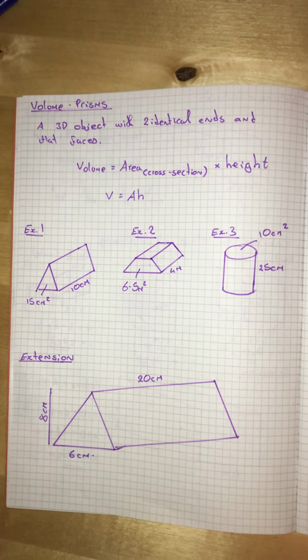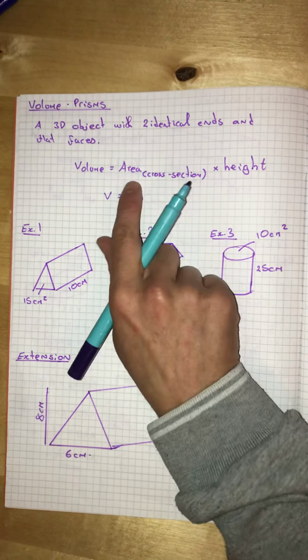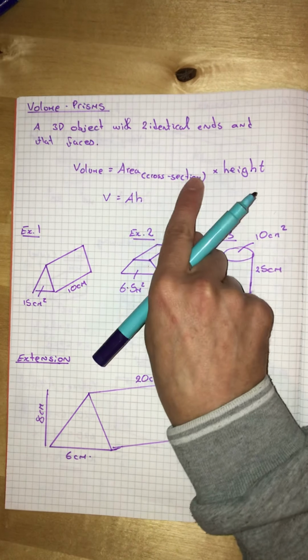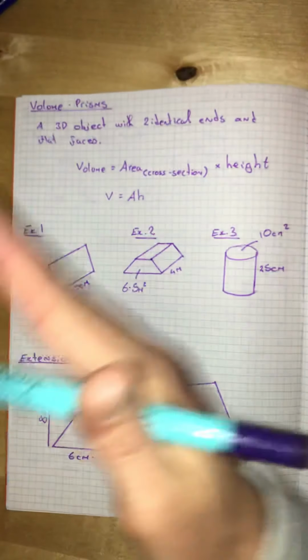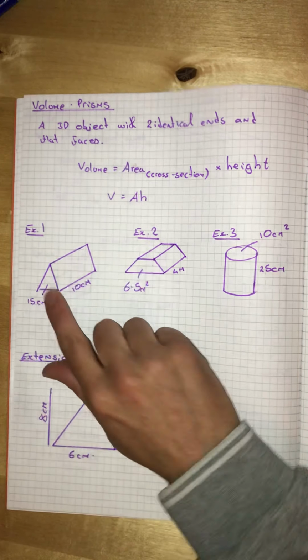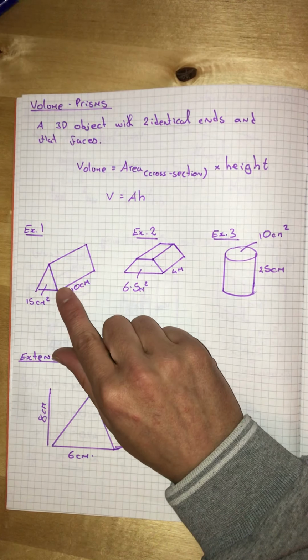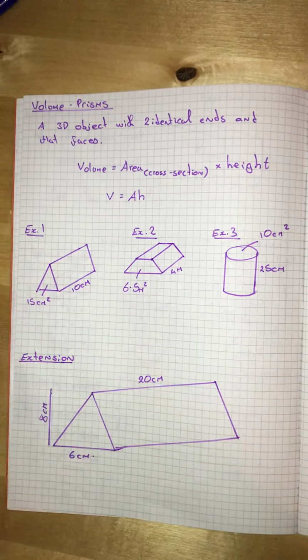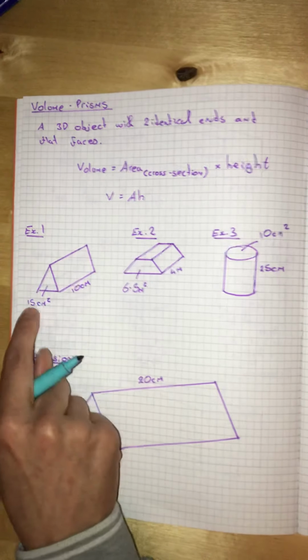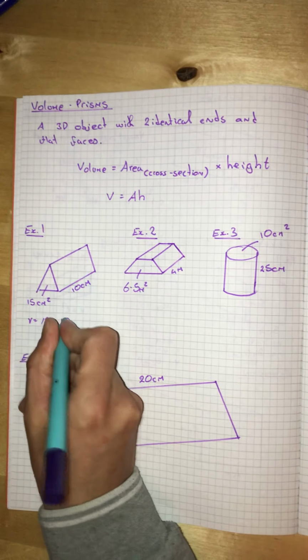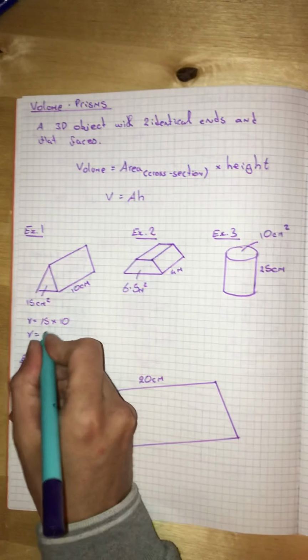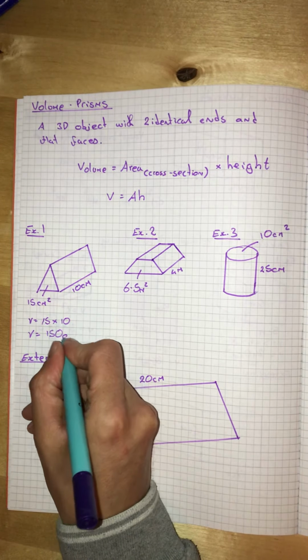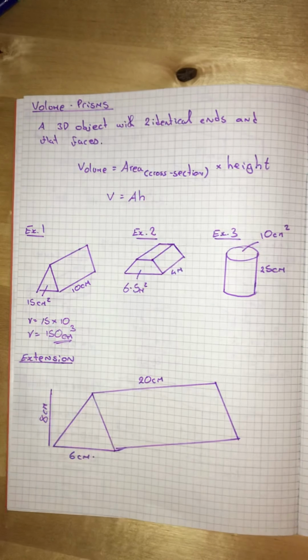So here we are. Volume equals area of the cross section times height. Cross section is the name for the shape that you get wherever you cut it. For this one, which we can imagine is the Toblerone box, where we cut along that direction, you'll always see a triangle. So the triangle is the cross section, and the height is just the length of the prism. That means the volume is just going to be 15 times 10, which is 150, and it's volume, so it's centimeters cubed.